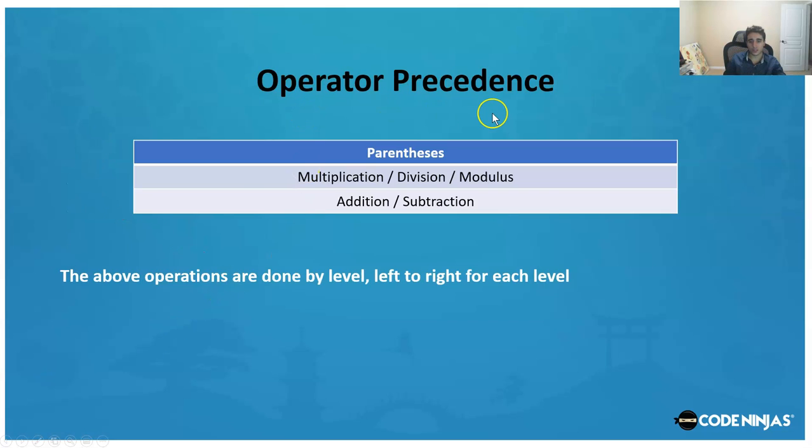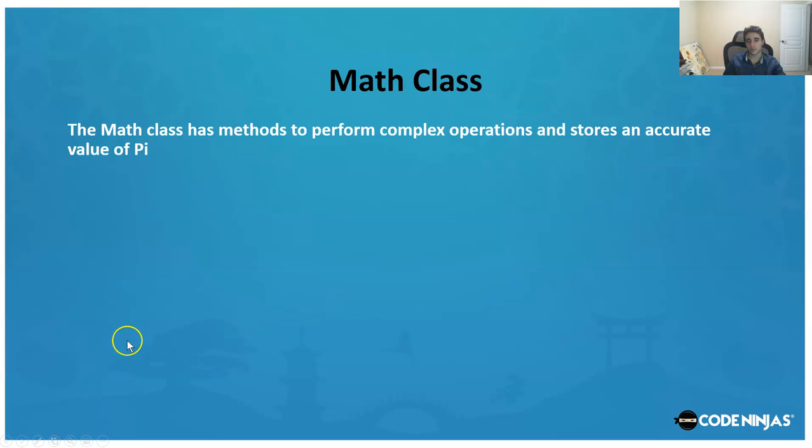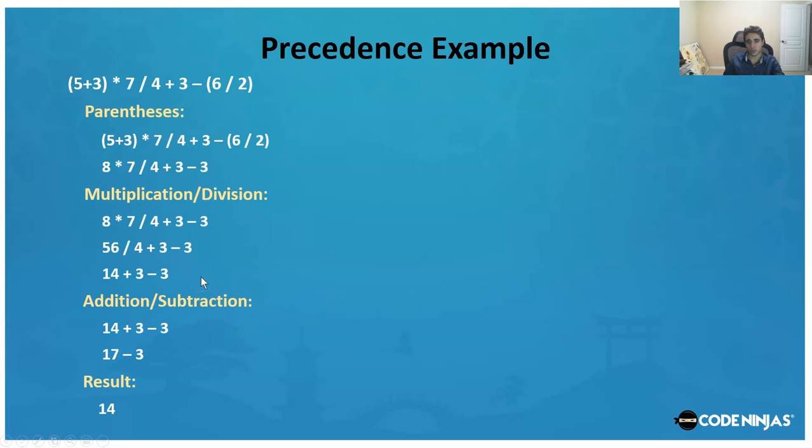Operator precedence. The first thing the computer will do is whatever's in parentheses. Then the computer will do the multiplication, division, and modulus. And lastly, addition and subtraction. The above operations are done by level, left to right for each level. We skipped one. Here's an example of precedence.